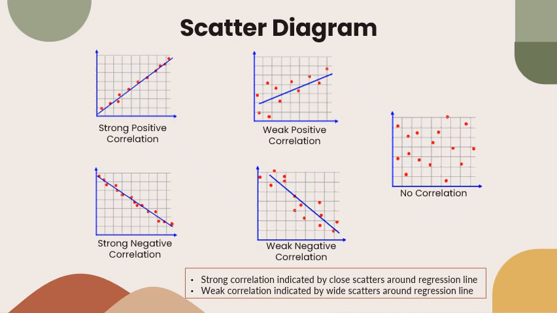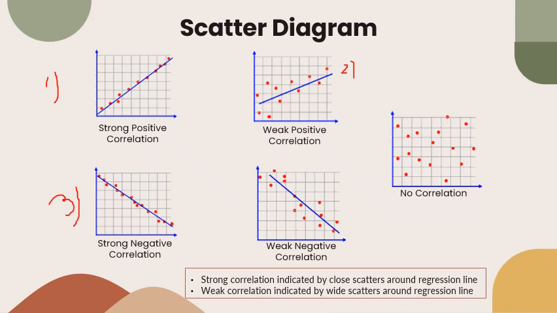So this is the scatter plot. What do positive, negative and no correlation look like? We can see the first one is a strong positive correlation. You can see that the data points are scattered almost on a straight line, and this is a positive straight line. The second one is considered a weak positive correlation in the scatter diagram. And the third one is an example of a strong negative correlation.